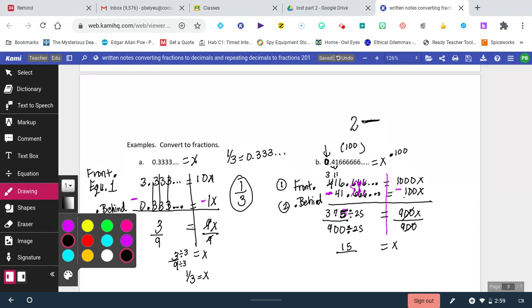900 divided by 25. Well, how many quarters does it take to make $9? Okay, if it takes 4 quarters to make $1, it's going to take 9 of those 4 to make $9. So 9 of those 4 is 36. Okay, that looks simplified, but it's not because even this is divisible by 3.